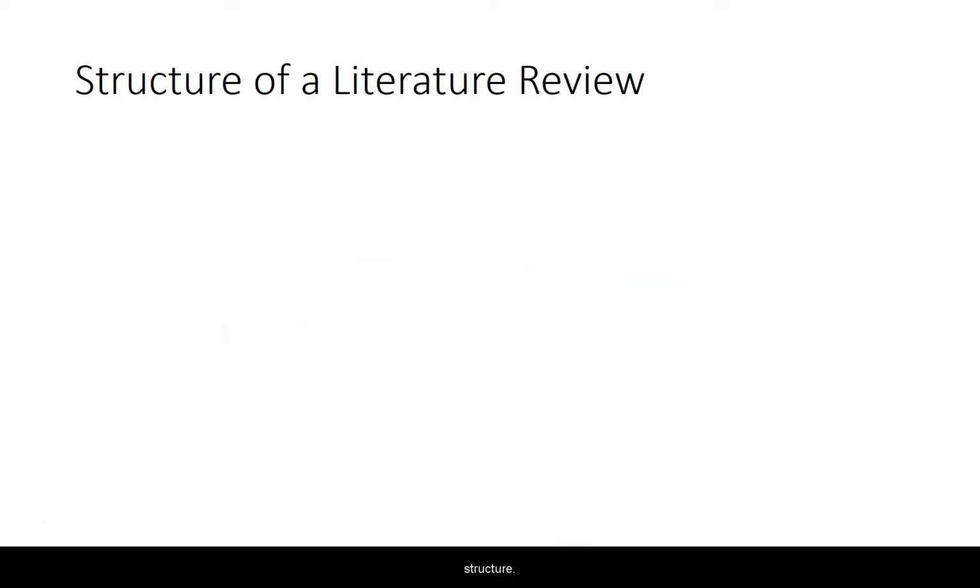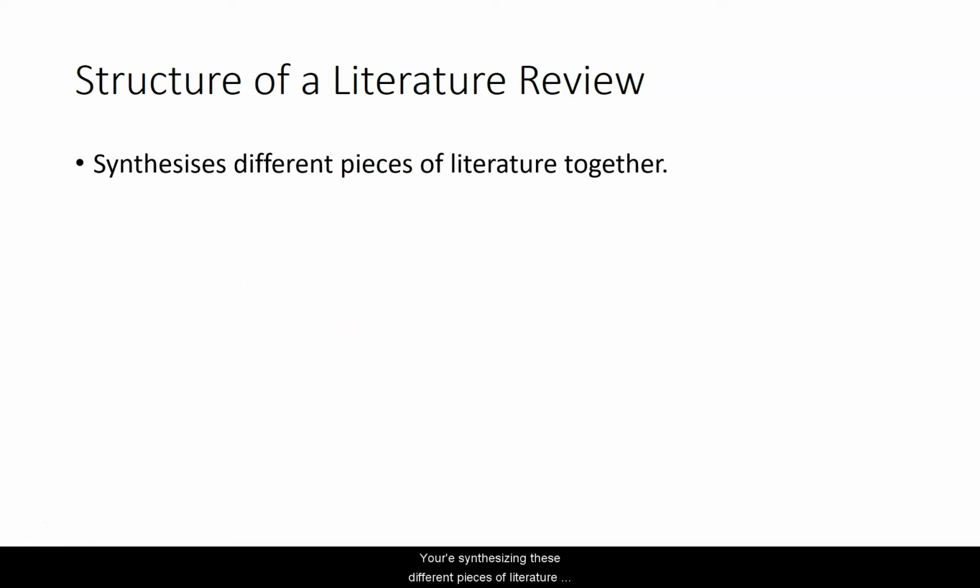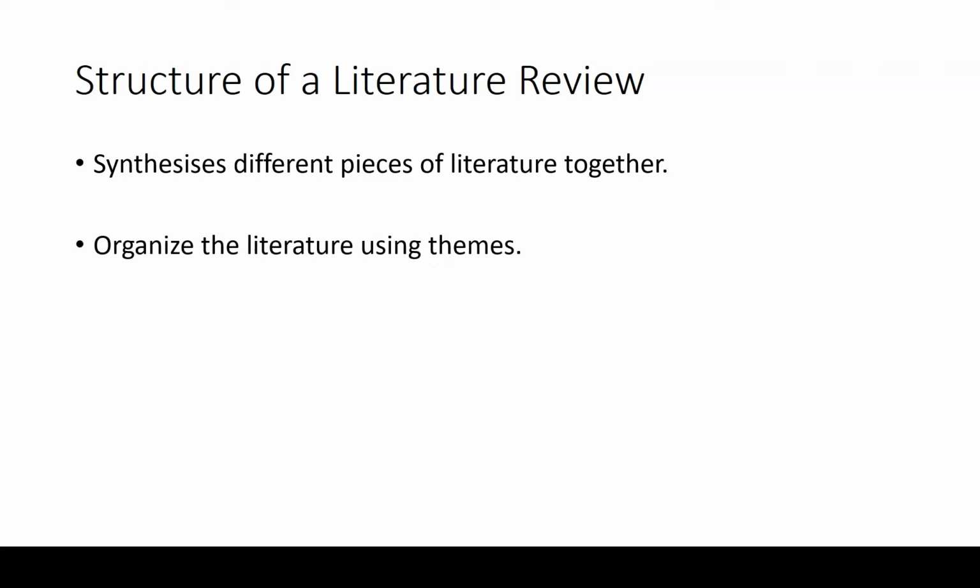So in terms of the structure of a literature review then, you're synthesising these different pieces of literature together, and what we mean by that is you won't just be examining and discussing each piece of individual literature separately, you will be discussing them in comparison to each other. So this means our organisation is likely to be using specific themes related to that topic, where each paragraph may be a different theme, and we will compare and contrast different pieces of literature in the context of that particular theme.